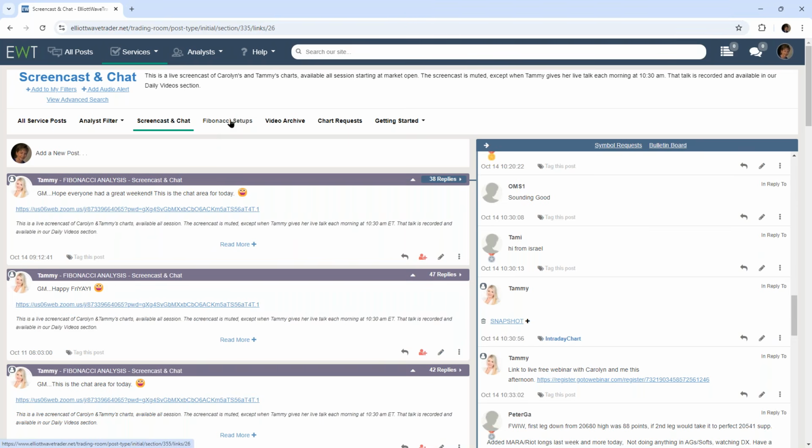So we also do have a setups feature, and I'm not going to tell you that I do it every single day, but when we see something that stands out, we'll put it out here. And you can also get SMS updates on your phone if you set that up.